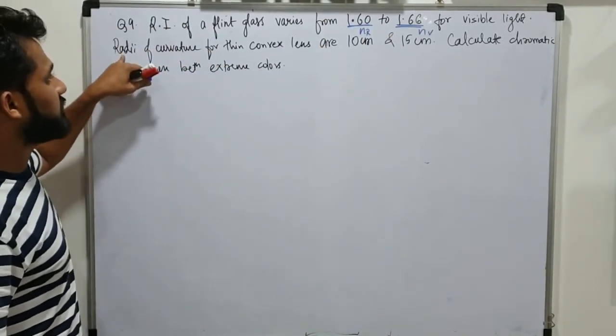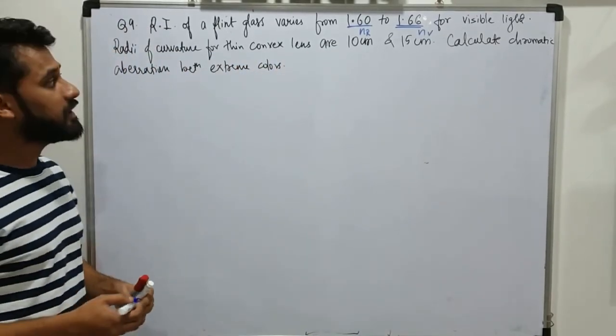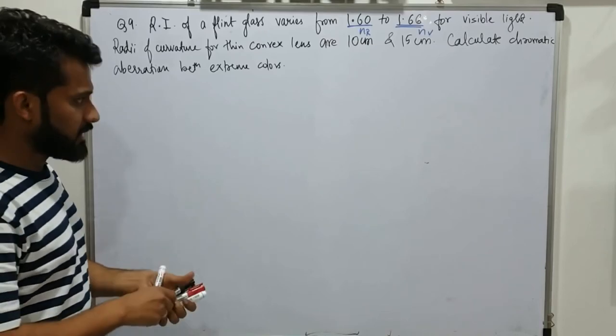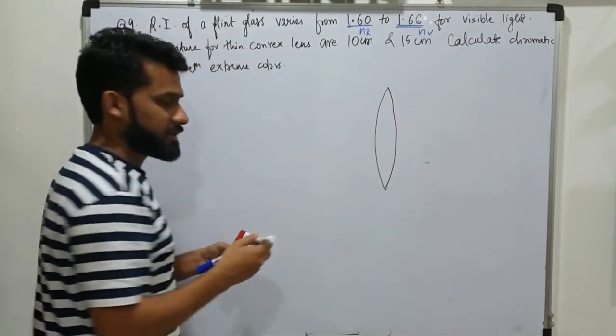And the question is, if the radii of curvature are given, calculate the chromatic aberration between the two extreme colors. Now see, if this is a lens, what is the concept of chromatic aberration?